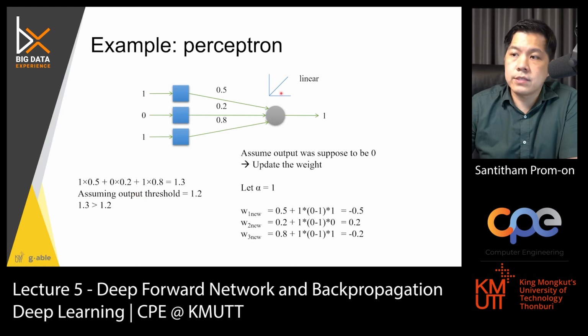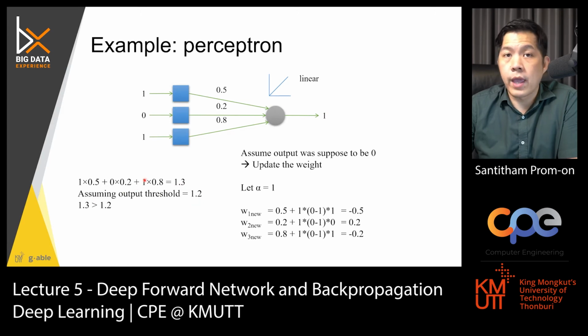And in this sense, let's say we have this. The output should be 1 from the input 1, 0, and 1. But if we were to compute here, the output is 1.3. Assuming that the output threshold is 1/2, then this is correct. Okay. If it's false, say if the output should be 0 instead, then we need to update the weight. Let's say we have a simple number alpha equal 1.